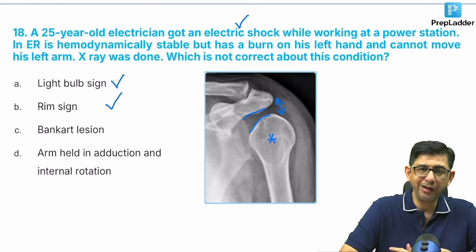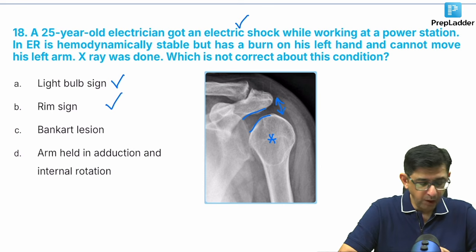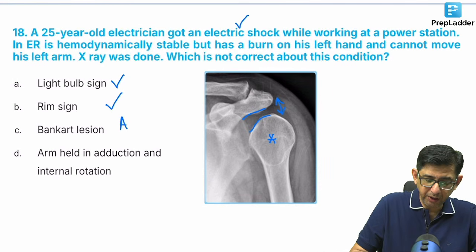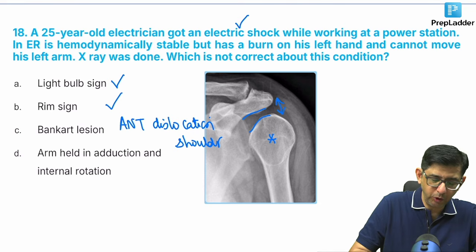Arm is held in adduction, internal rotation, Bankart's lesion. So Bankart's lesion is what you will be getting with respect to anterior dislocation of the shoulder. The case is that of posterior dislocation of the shoulder. So the answer to this question will turn out to be option number C.